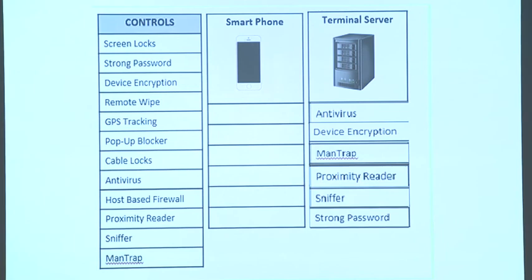How about a pop-up blocker? Okay. How about cable locks? Nope. How about antivirus? Yep. Host-based firewall? Yep. Proximity reader? Yep. Sniffer? If I had to use one, I'd say yes. How about a man trap? It is a terminal server, so it's going to be in my server room, so yes.